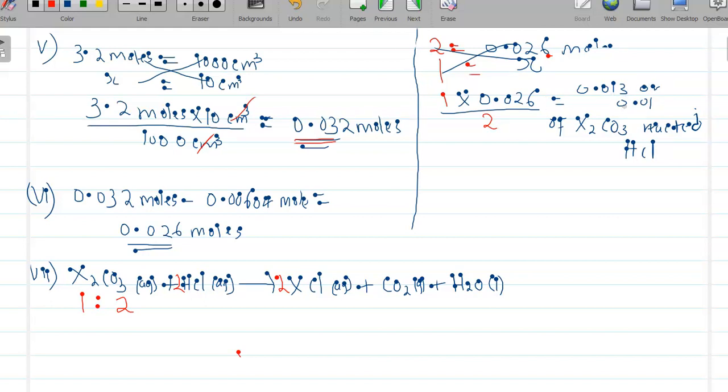Or you can write 0.01. So always write moles to 2 decimal places, whenever you are writing 0.01 moles. That is the accuracy. Then 0.01 moles is the moles of the carbonate that reacted with the hydrochloric acid. So that's how you do Roman 6.